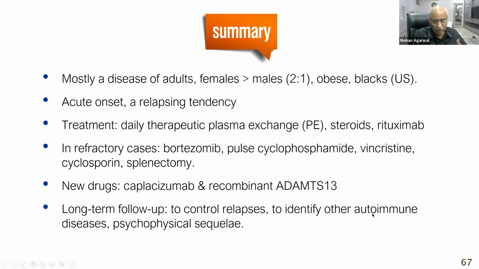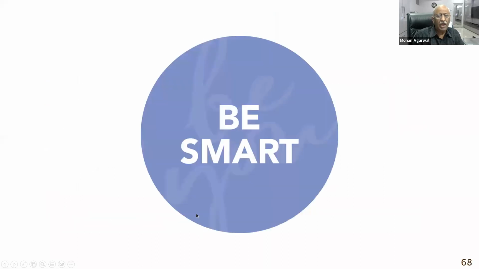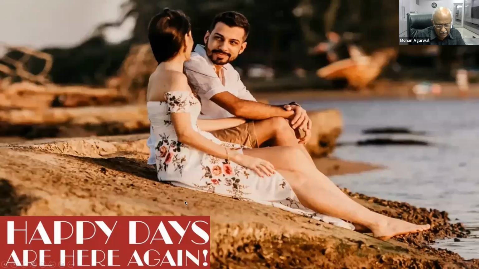Identify associated other autoimmune disorders, like ITP, which may be due to SLE. TTP may come with other systemic autoimmune disorders, so look for them. And because you are getting damaged brain, there can be long-term psychophysical sequelae. There's a recent study coming from Oklahoma documenting that the suicide rates were very high following TTP in patients over the next 3 decades, showing you what it can do to a psyche. So be smart.